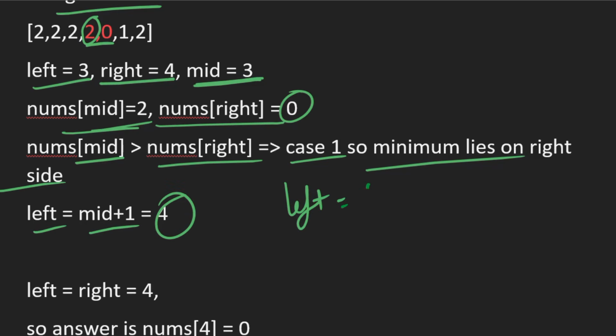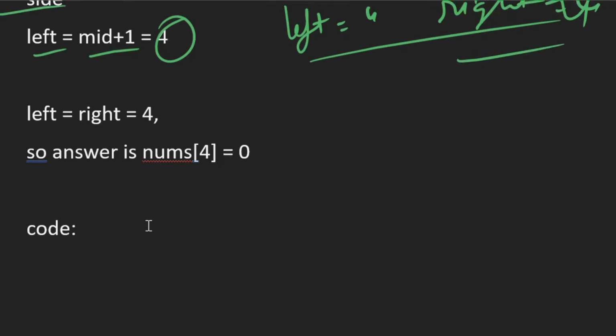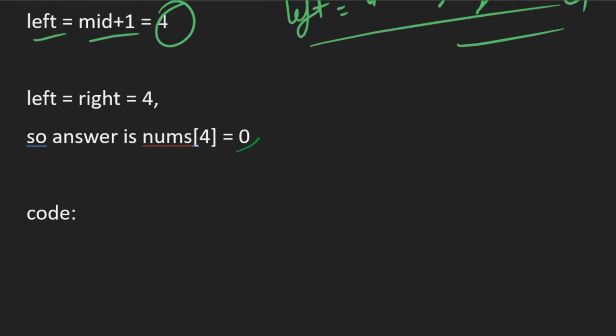Now our left is equal to 4 and right is equal to 4. So we are left with only one element. That element will be the minimum element. So our answer is nums of 4, which is 0. So 0 is the minimum element in the array.